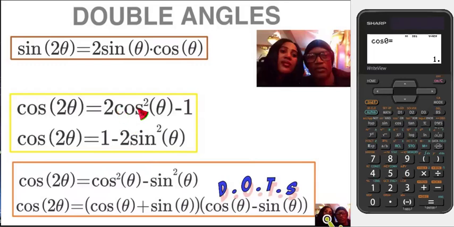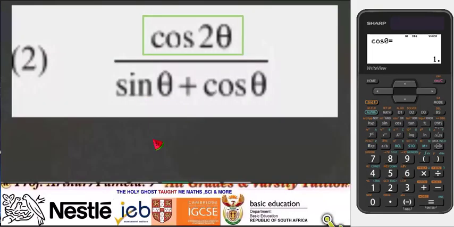Should I use this one that has cos squared alone, sine squared alone, or the one that has cos squared and a sine squared? The question is, if you're proving, you're going to look at the left-hand side. But if you are simplifying, you look at the bottom. Look at the bottom. You see sine and cos, both of them. Sine and cos are appearing in both. Then you must choose the rule that has both sine and cos.